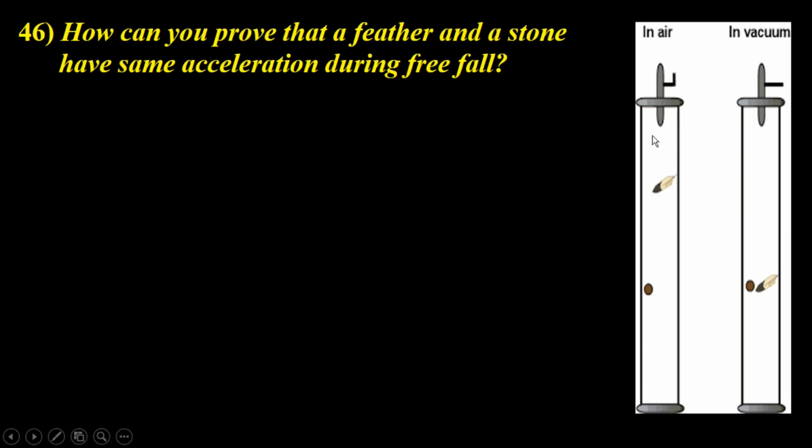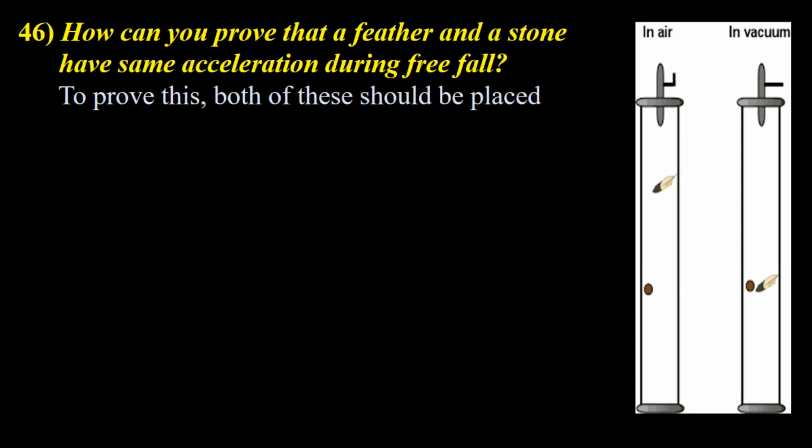But when the air from the same tube is taken out and the tube is now vacuum in second case, and if we quickly invert the tube, then what is seen? Both of them fall together up to the other end. It proves that whether the body is light or heavy, whether the mass is less or more, they have same acceleration in vacuum. Okay, we can write this way.